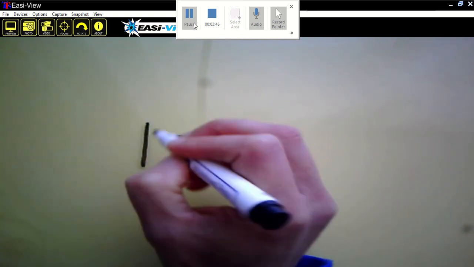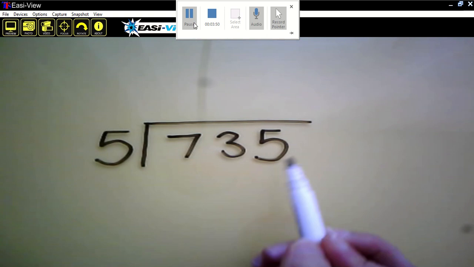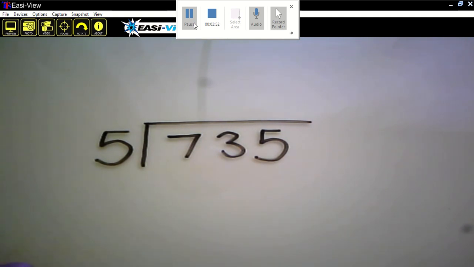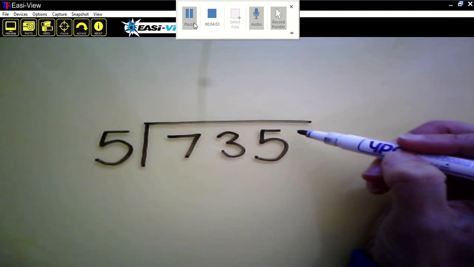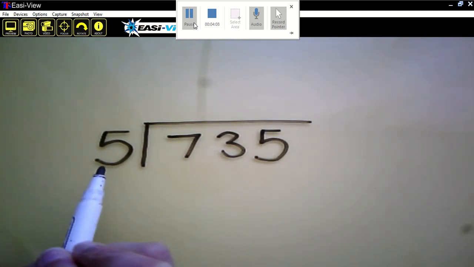Okay, so let's go for 735 divided by 5. Right, really sensible thing to do here: look at your number and look at what you're dividing it by. Are you going to have any remainders? Why are you not going to have any remainders? Because if you know that a number ends in 5 or 0, it's going to be a multiple of 5.